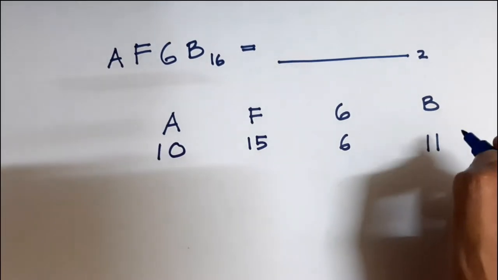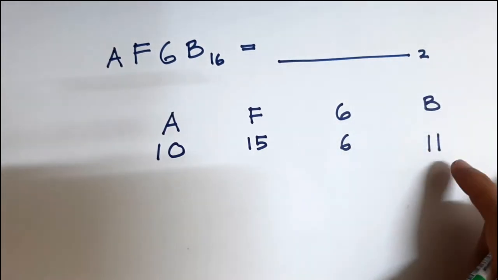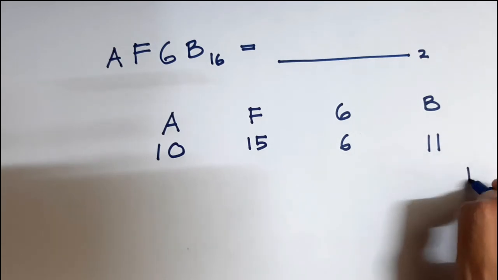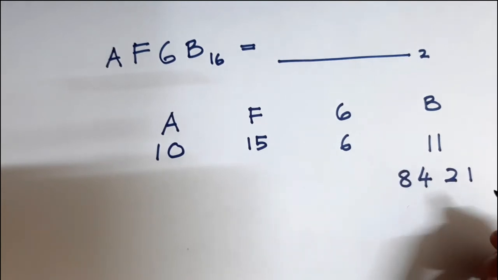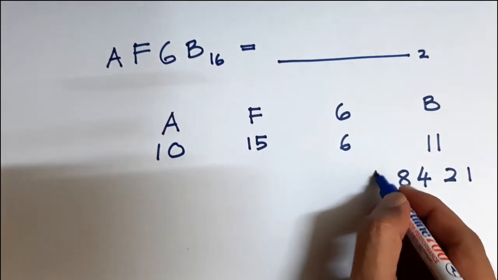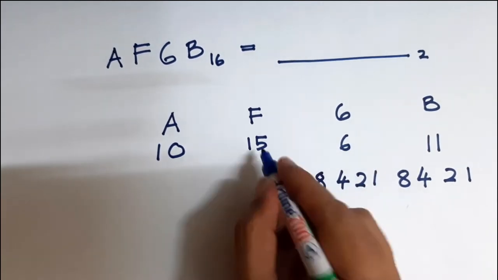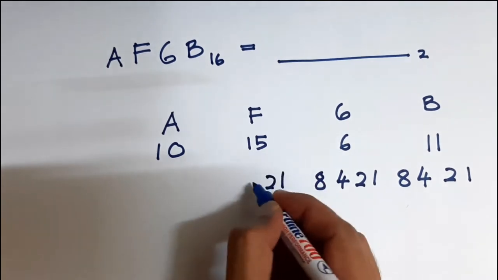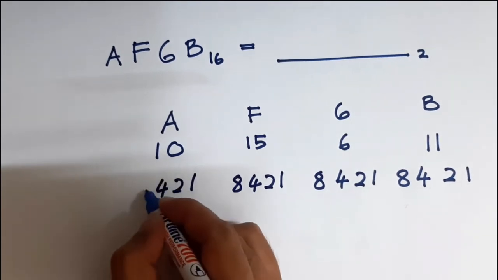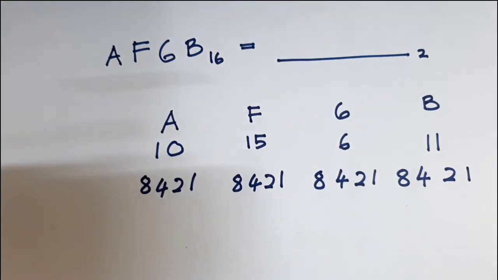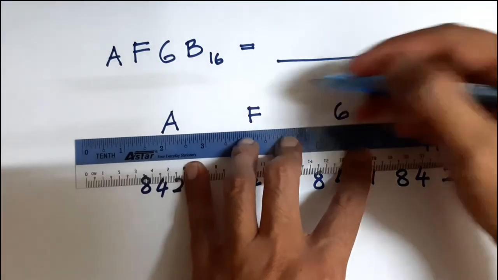Okay, the next step is to write down, under B, under 11, the numbers 1, 2, 4, 8. Under 6, just repeat the pattern: 1, 2, 4, 8. Under 15, repeat the pattern: 1, 2, 4, 8. And under 10, 1, 2, 4, 8. Okay, in order for us to not make any mistakes, use your ruler.